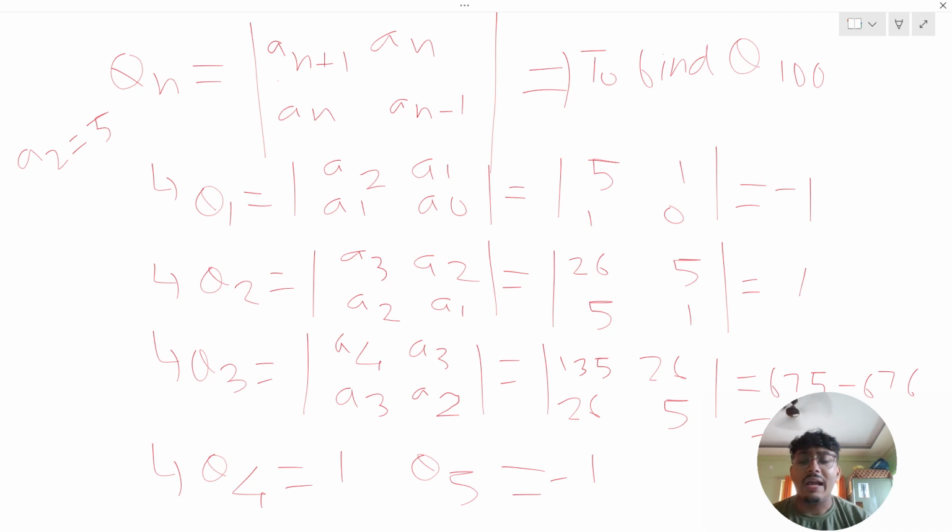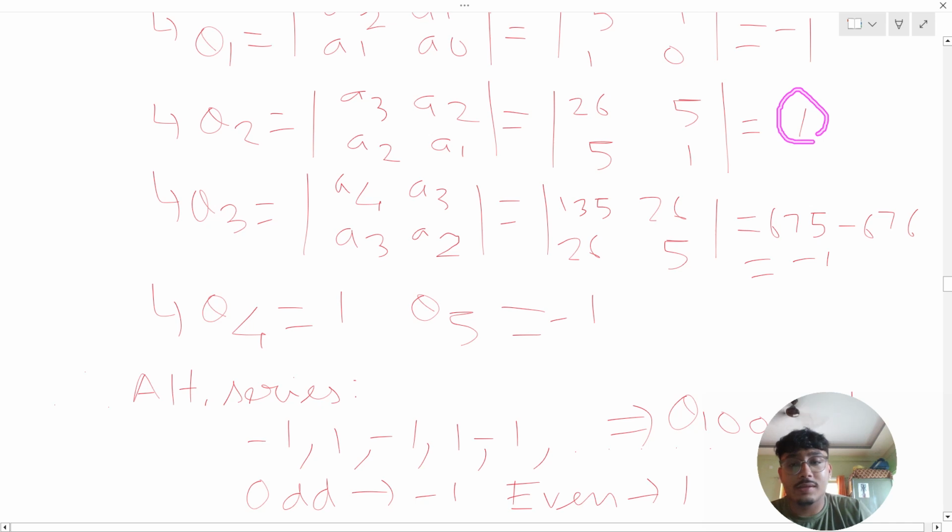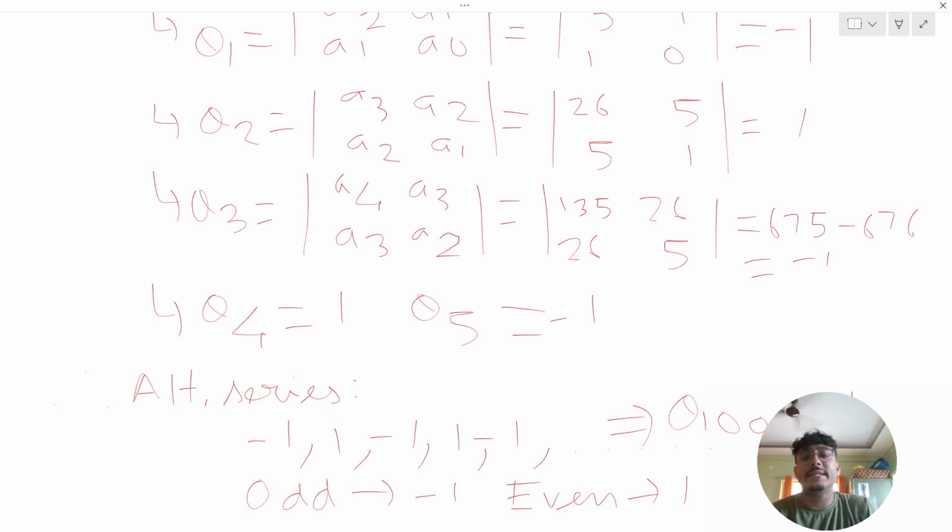So I find my theta 1 by putting in the values, which I get to be -1. Simple formulation. Theta 2 comes out to be 1. Theta 3 again comes out to be -1. I haven't calculated theta 4 and theta 5 here, but if you see it, theta 4 comes out to be 1 and theta 5 to be -1 and so on. So the pattern which we intended to find in A0, A1, A2, A3 and so on, we are getting in theta 1, theta 2, theta 3, theta 4 and so on. Cool.